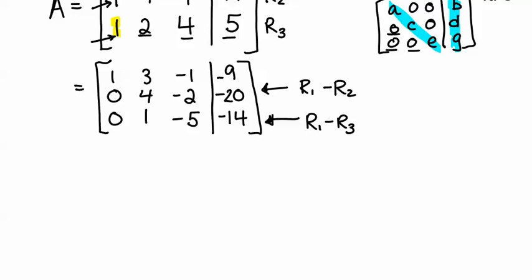Okay, so to make that a 0, I am going to have to do row 1 minus 3 row 3. So I'm going to do row 1 minus 3 row 3 to get row 1 to be 0.